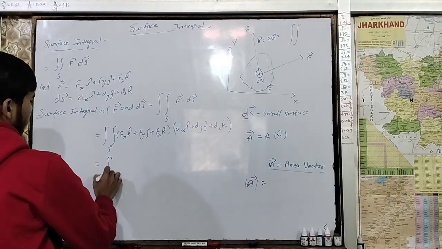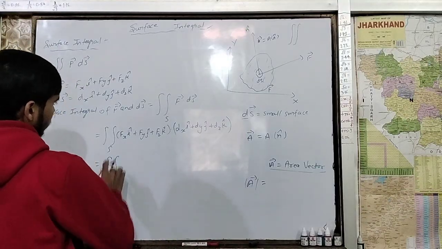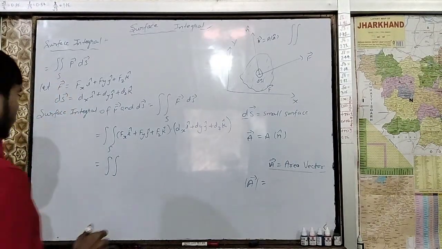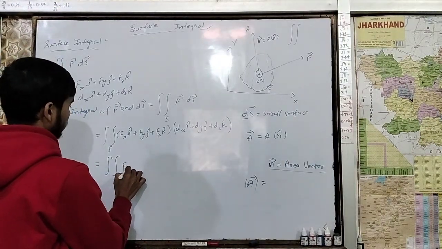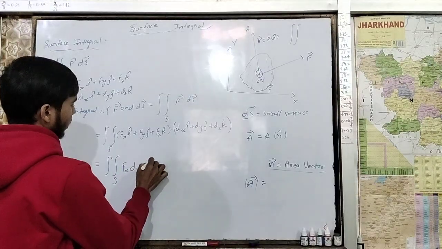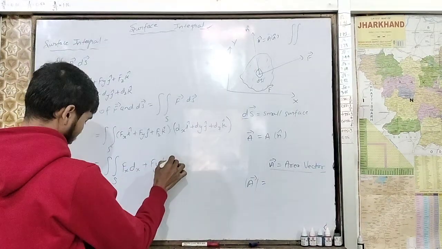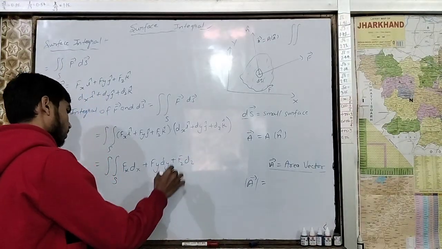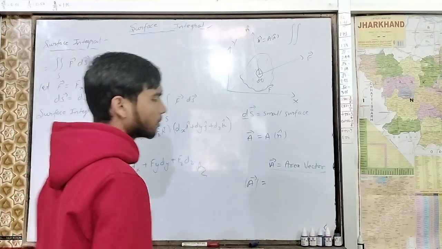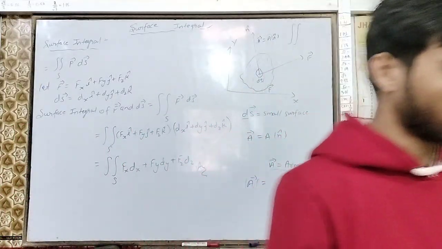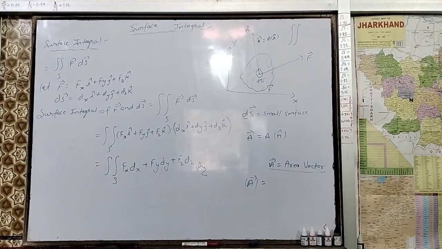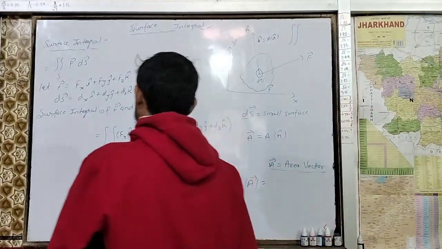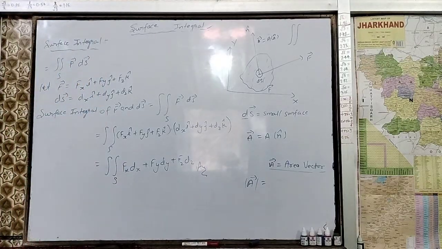Simplify it, then see what will come. i dot i will be 1. So we have Fx dx plus Fy dy plus Fz dz. This is the last step. Remember, it is a derivation. We will use this last expression in our numericals.